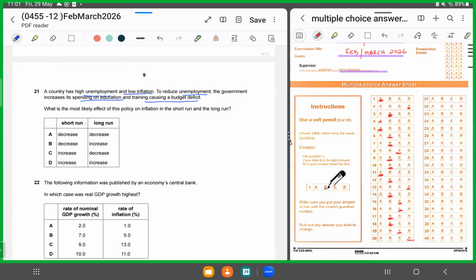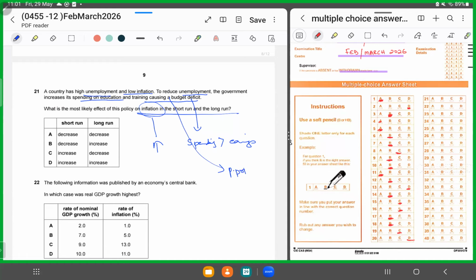Now, they're asking what is the likely effect on inflation in the short and in the long run. Notice if it's caused a budget deficit, that means government spending was greater than its earnings, right? So, in the short run, what would happen to inflation? The price level would rise. Inflation will increase in the short run, but in the long run, it would fall because there would be an increase in productive potential.